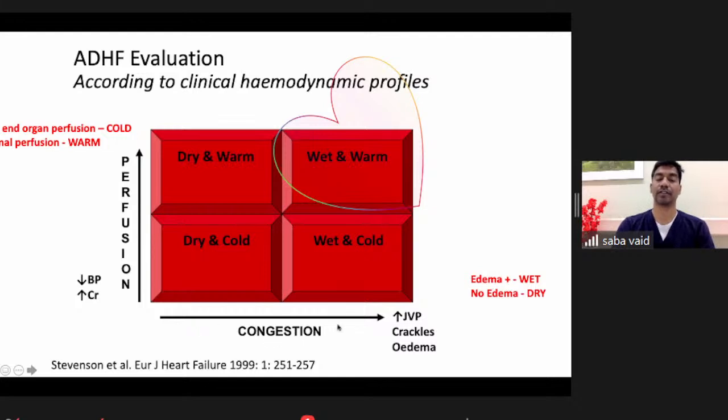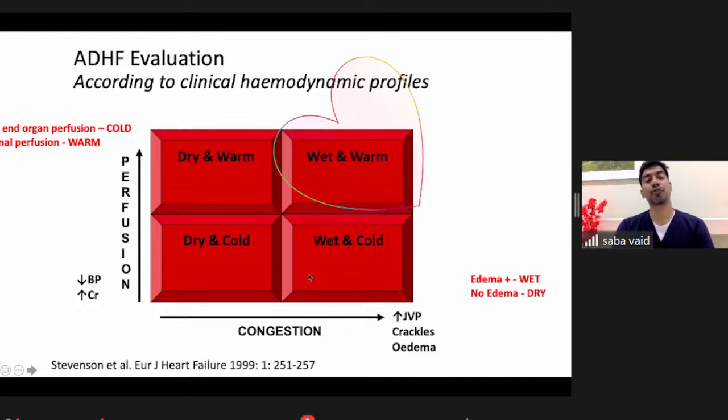Now, this belongs to the x-axis. In the y-axis, we are dealing with perfusion. When there is poor end-organ perfusion, cold, clammy peripheries, increased capillary refill time, lactates, and all that, we are going to call them cold. That's why they are called cold, cold, clammy peripheries. When the perfusion is normal, we are going to call them warm. So, when you put the cold, warm, and wet, dry into categories, you get four combinations.